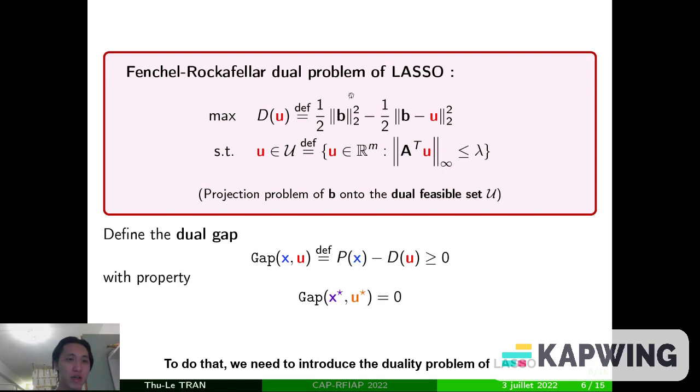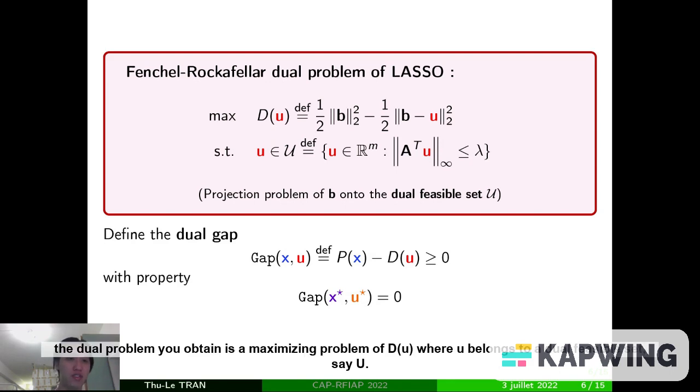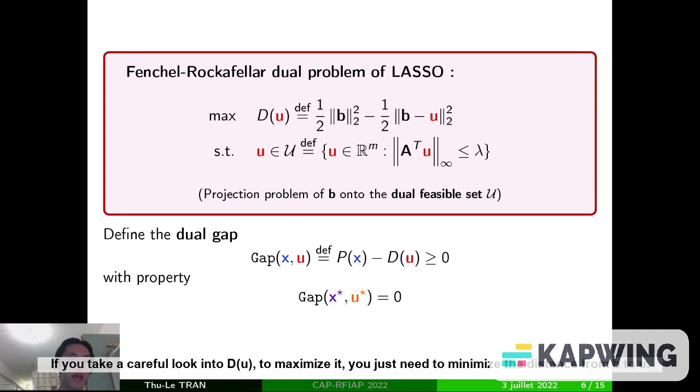So now, the crucial question is how to devise such a screening procedure. To do that, we need to introduce the dual problem of LASSO. By applying the Fenchel-Rockafellar duality theorem, the dual problem that you obtain is just a maximization problem of d(u), where u belongs to the dual feasible set, say big U. If you take a careful look at d(u), to maximize it, you just need to minimize the distance between b and u. So the dual problem is actually a projection problem from the vector b onto the dual feasible set U.